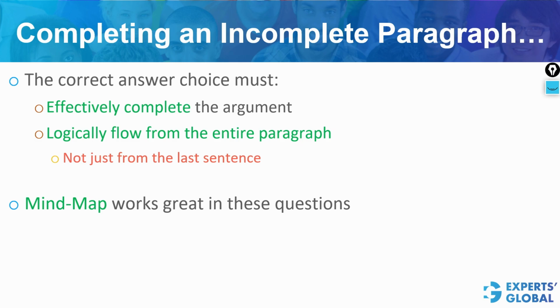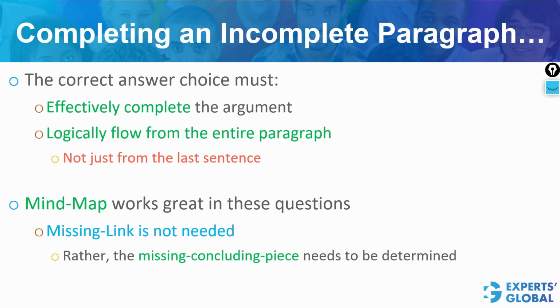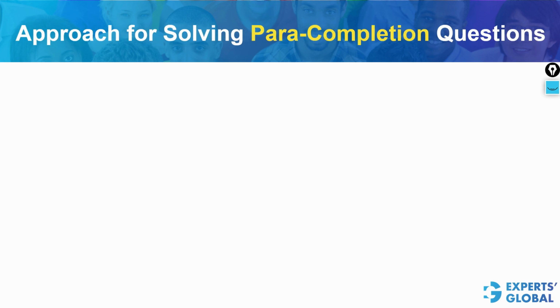Mind map works great for these questions. Missing link is not needed as such. Rather, the missing concluding piece is what needs to be determined. Here is a stepwise approach for solving para-completion questions. Step 1. Read the question first.